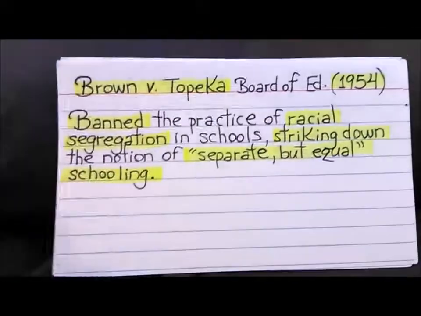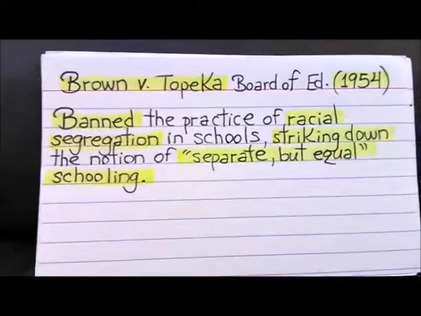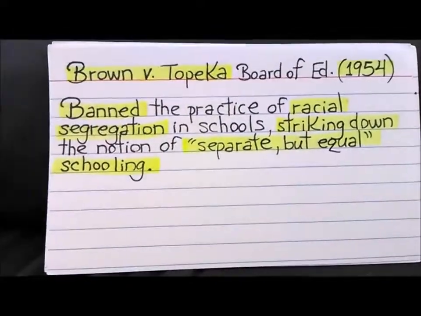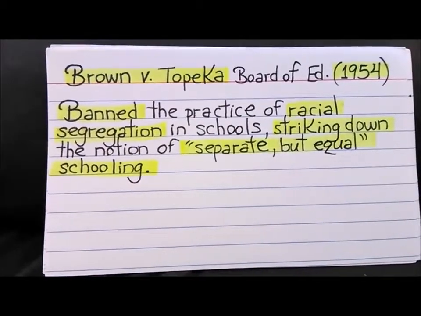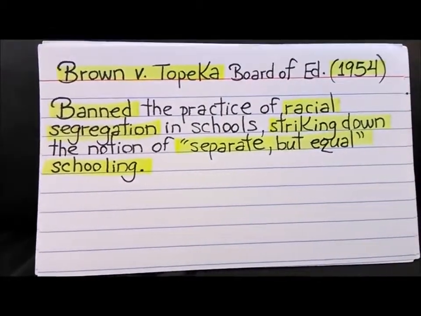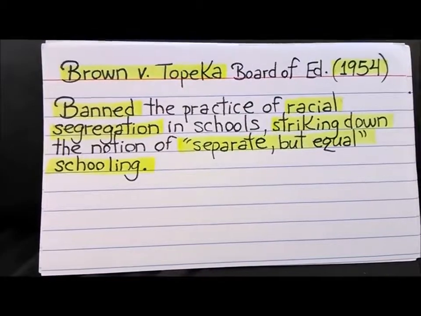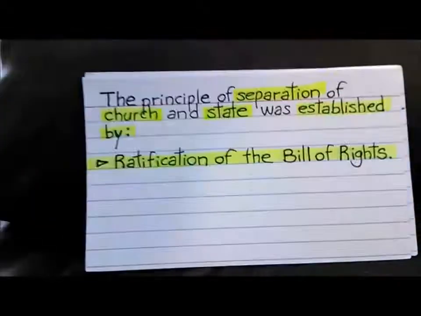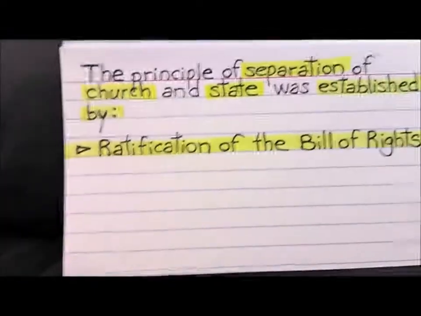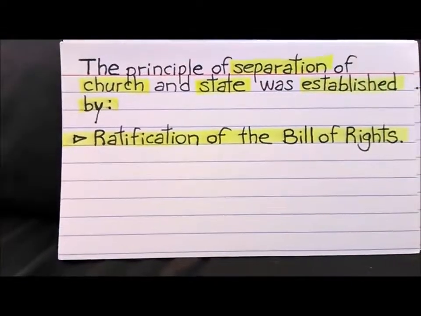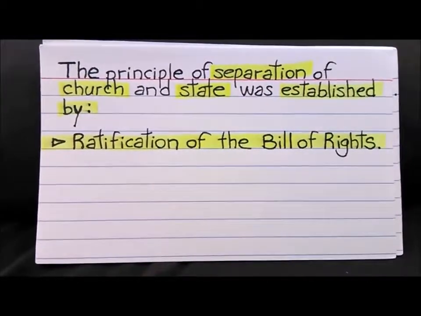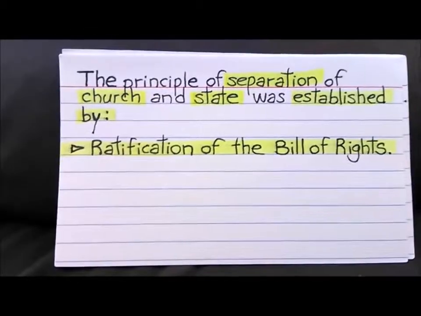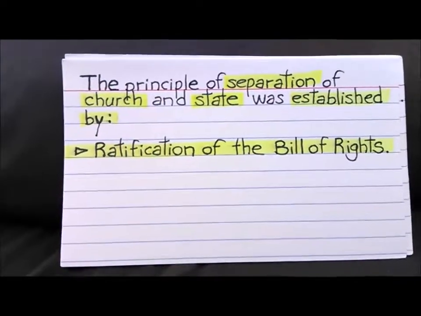Brown v. Topeka Board of Education, 1954. Okay, it banned the practice of racial segregation in schools, striking down the notion of separate but equal schooling. The principle of separation of church and state was established by the ratification of the Bill of Rights.